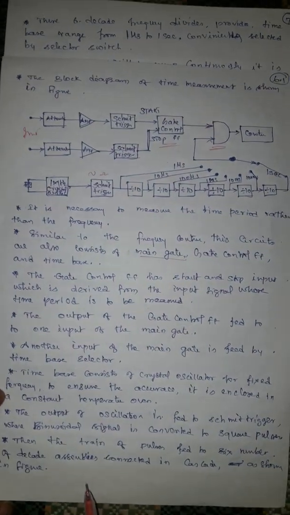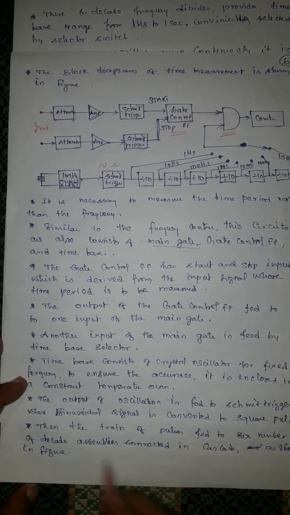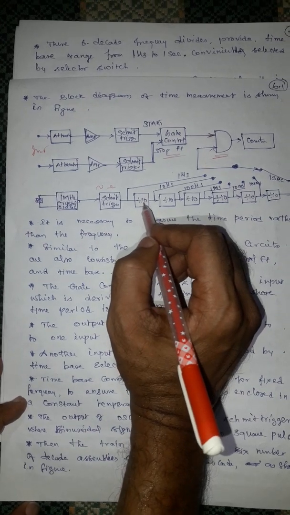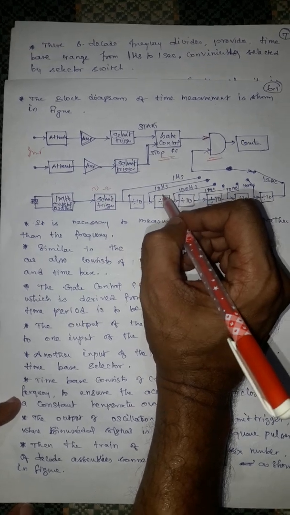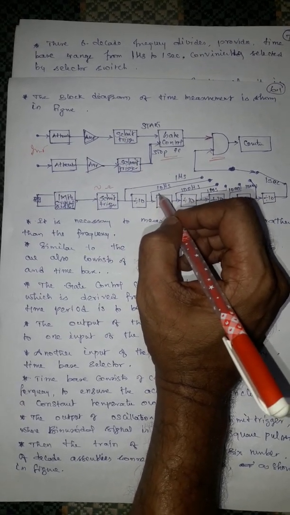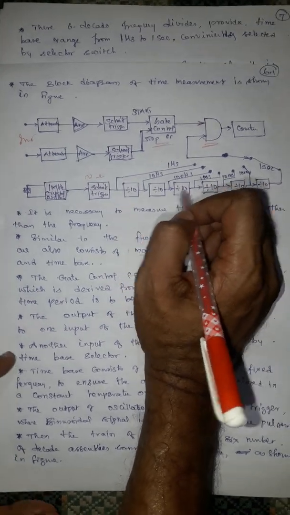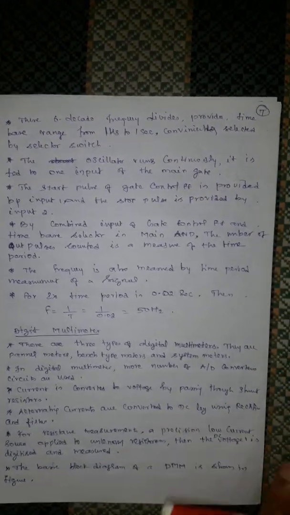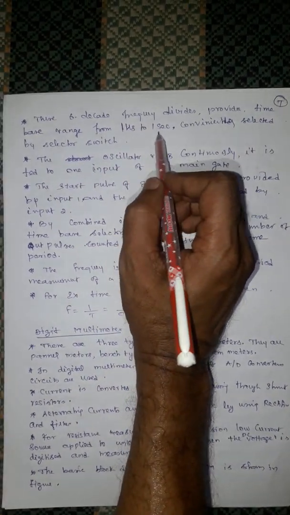Then the train of pulses is fed to 6 decade assemblies connected in cascade as shown in the figure. To get a specified time, we have a divide by 10. This one gives 1 microsecond, again divided by 10 we get 10 microseconds, then divided by 10, 100 microseconds, and it goes up to 1 second. The 6 decade frequency divider provides a time base range from 1 microsecond to 1 second, conveniently selected by the selector switch.